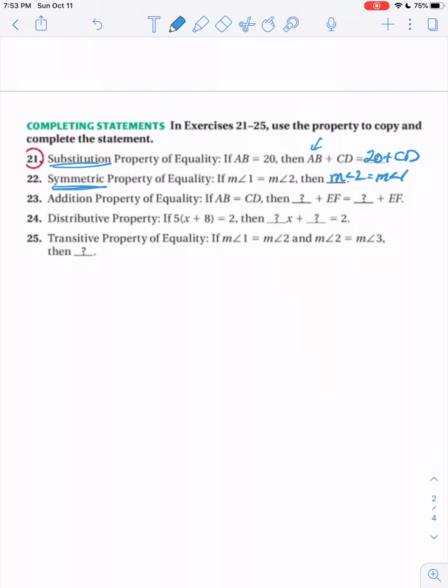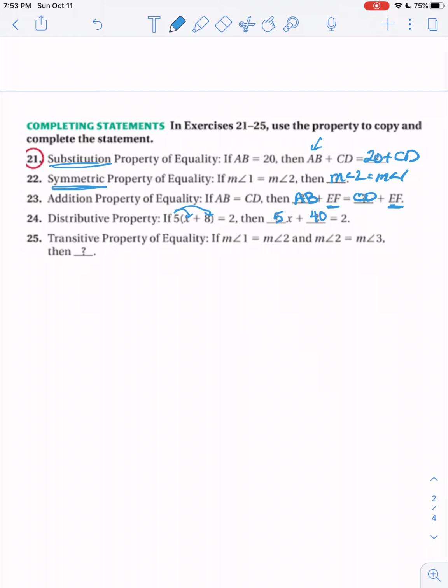Addition property says we can add something to both sides. So it says if AB equals CD, then we can add an EF onto both sides and we're still balanced. So we're going to say then AB plus EF equals CD plus EF. And everybody's favorite, the distributive property. We're going to distribute that 5. So we're going to go like that. So we have 5x plus 40 equals 2.